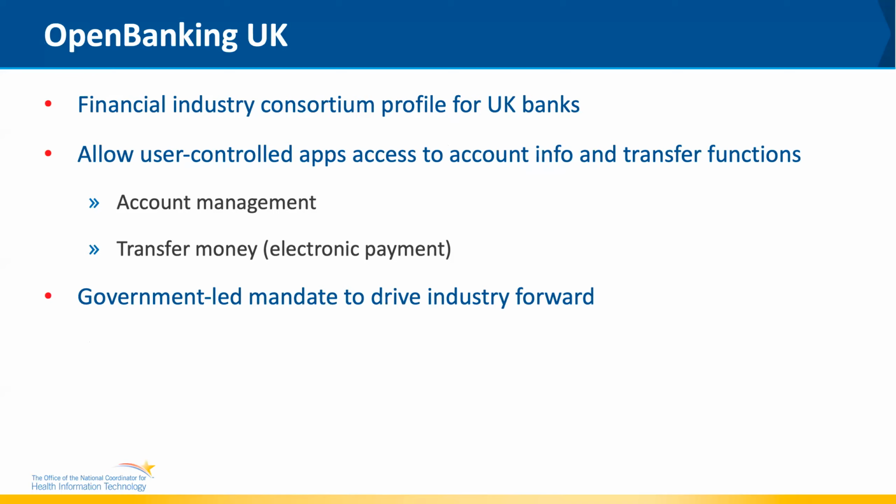If we want to take a look at a different industry, in the United Kingdom, the financial industry has been told by the government that banks need to make account information and transfer functionality APIs available to third-party applications. And it has to be done in a standard way across all of the major banks. And what's interesting about this space is that this is a case where the government made a regulation that everybody had to follow by a specific date, and industry had to come up with what the right standard solution is.